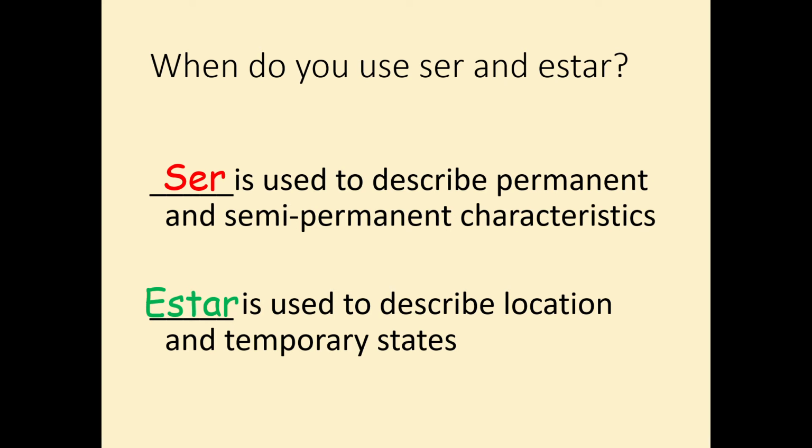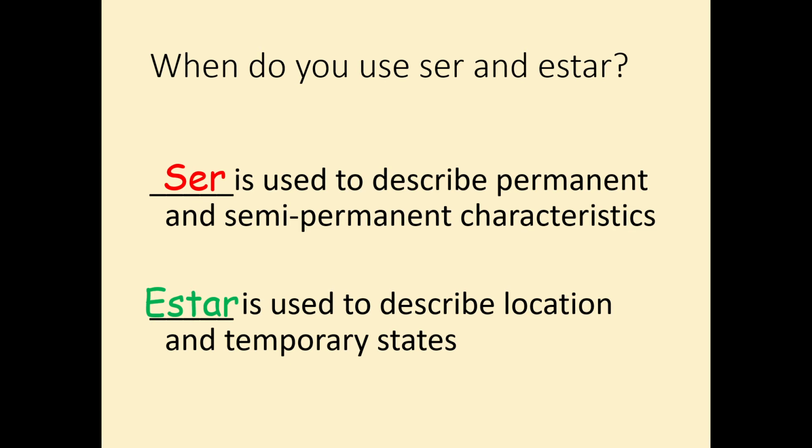Make sure you're filling in the gaps on your worksheet, because here we have our definitions. Ser. This is used to describe permanent or semi-permanent characteristics. So if you are describing someone's personality to say they are kind, they are nice, you could describe their physical appearance. So he, she is blonde, he, she is tall, small, thin. You are going to need ser. So if I wanted to say I am tall, soy alta. Alta being our feminine adjective because I am a lady.